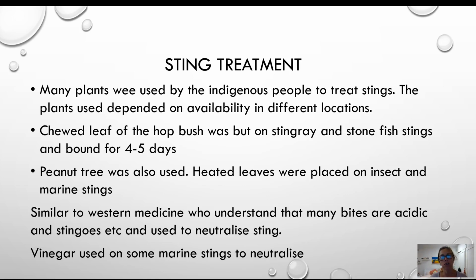Now, many of our marine stings, if you go up to any of the beaches up north, they will have vinegar sitting there on the beaches to rinse the sting with, and in that case those stings are obviously basic, but some of our ant stings are acidic. So what we use then is something like Stingose, which is a basic solution to help neutralize that sting. In this case, the ATSI people are using plants that obviously have those properties.